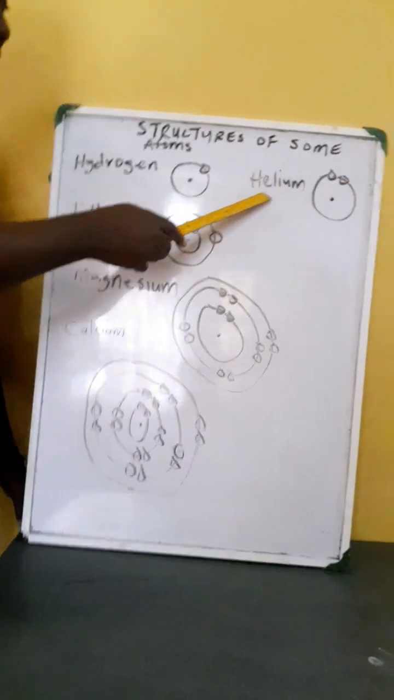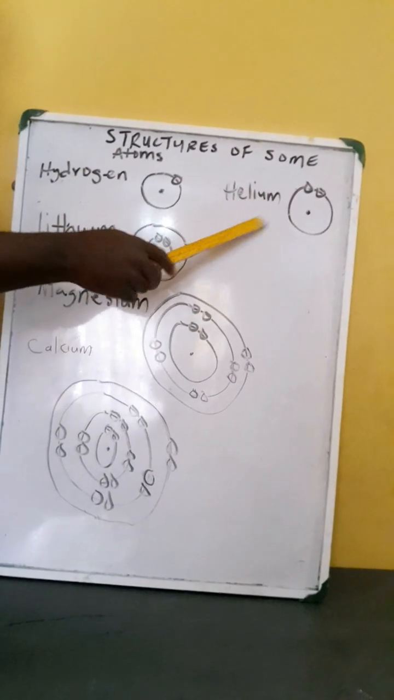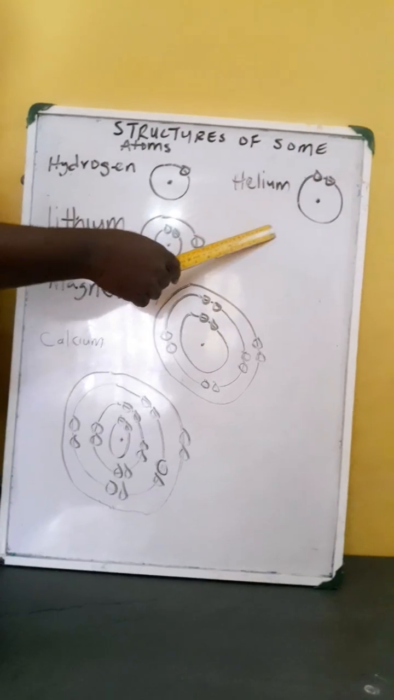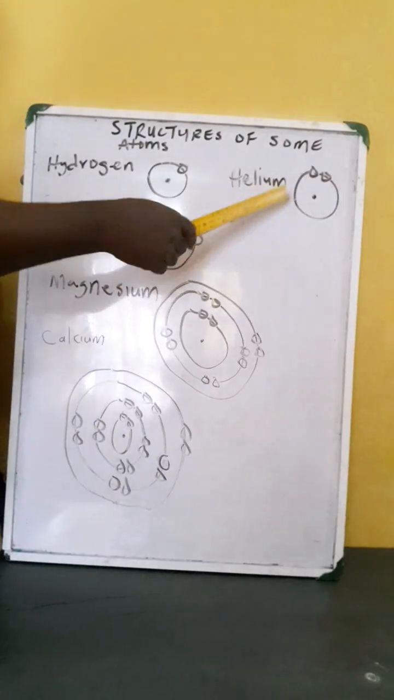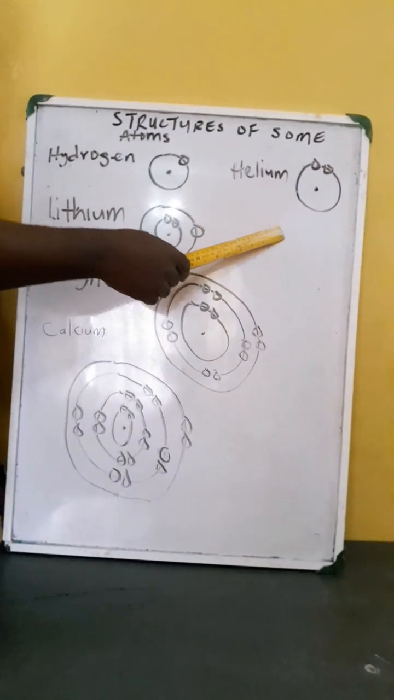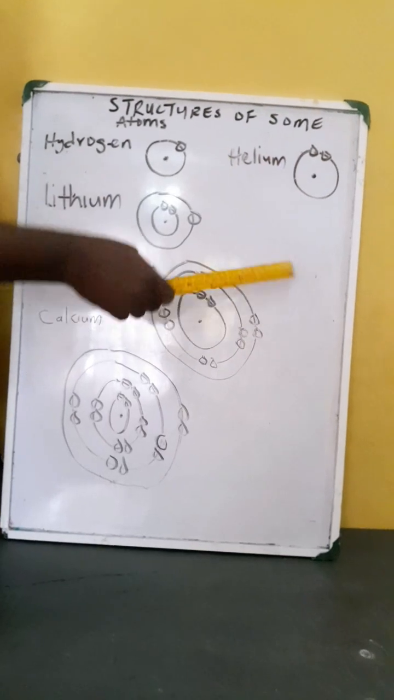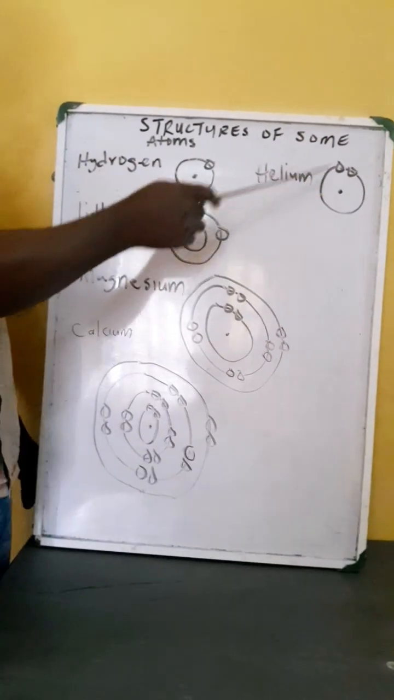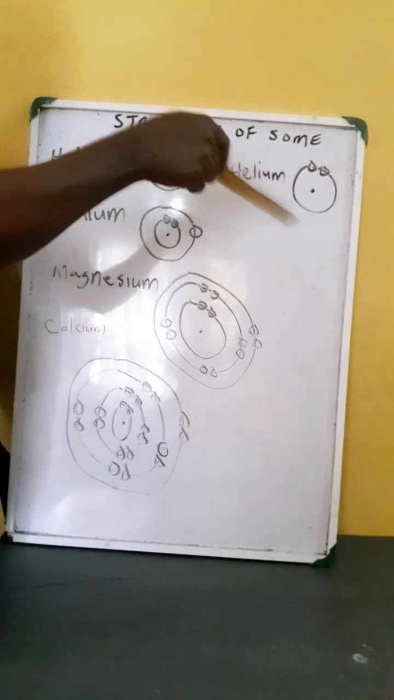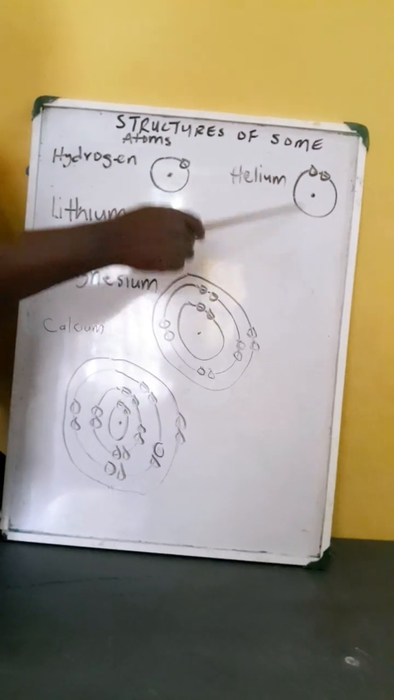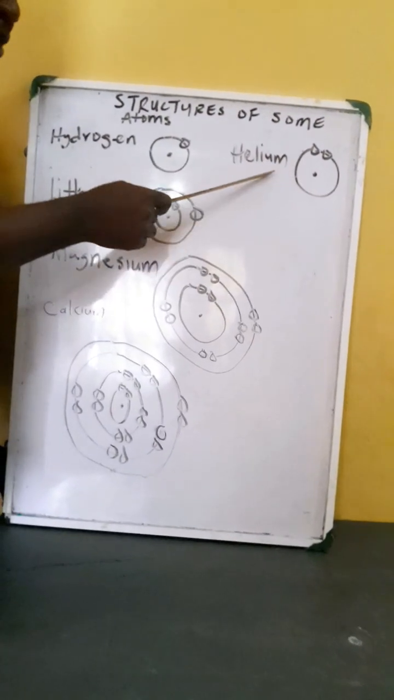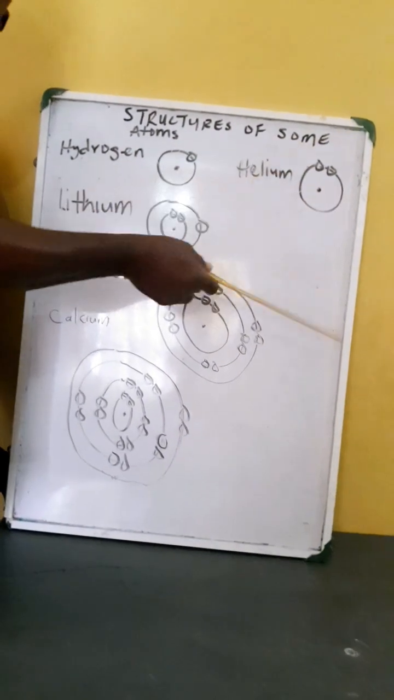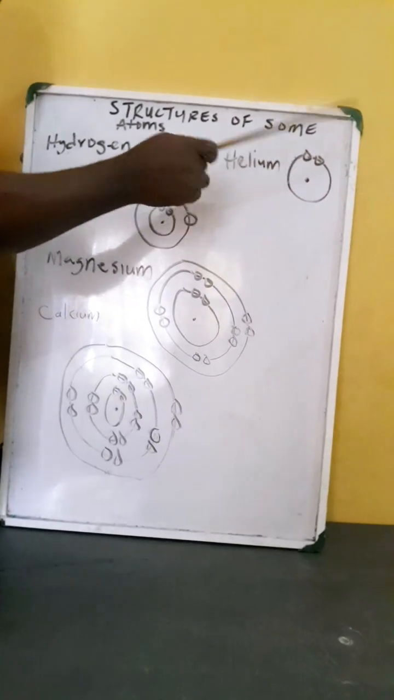Then the second element is helium. Remember, helium is a noble gas. Helium is an inert gas. Helium is a non-reactive element. It doesn't take part in any chemical reaction. We'll still come to that during the course of our explanations, like I said earlier. So helium has 2 electrons revolving around the nucleus. So the atomic number of helium is 2. It also has 2 protons. So the atomic number is 2.